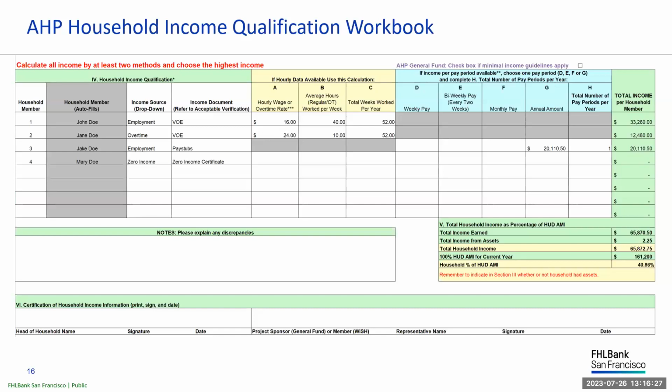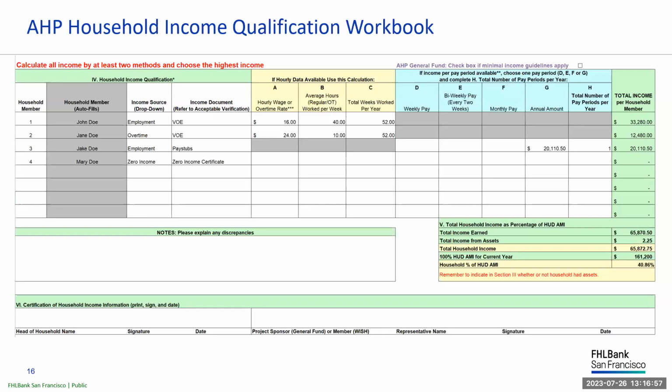At the bottom of the worksheet, there are two signature lines. Both the owner and sponsor's signature are required once the total income is determined. If your project uses a HUD or tax credit form to qualify household income, you do not need to complete this worksheet, as the bank accepts the HUD and tax credit form. But you do need to make sure that you're following our qualification guidelines.